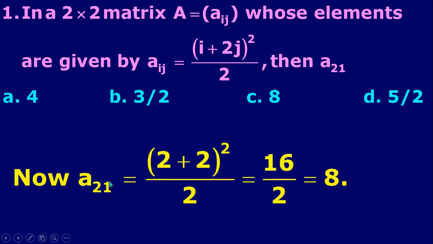Now here the i value is 2 and the j value is 1. Substituting, we get (2 plus 2 into 1) whole square divided by 2. That is (2 plus 2) whole square divided by 2. 2 plus 2 is 4, 4 square is 16, and 16 by 2 is 8. Therefore the correct answer is 8. So a21 is 8.